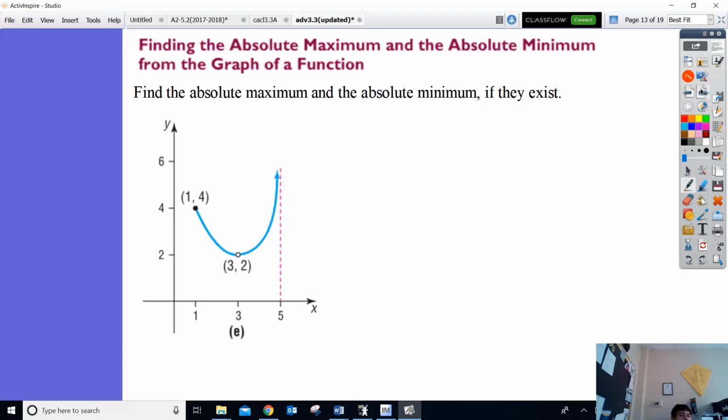All right, how about this one? Does it have an absolute max? Any absolute maximums? Nope. Thing shoots off to infinity. Any absolute minimums? Nope, there's a hole there.